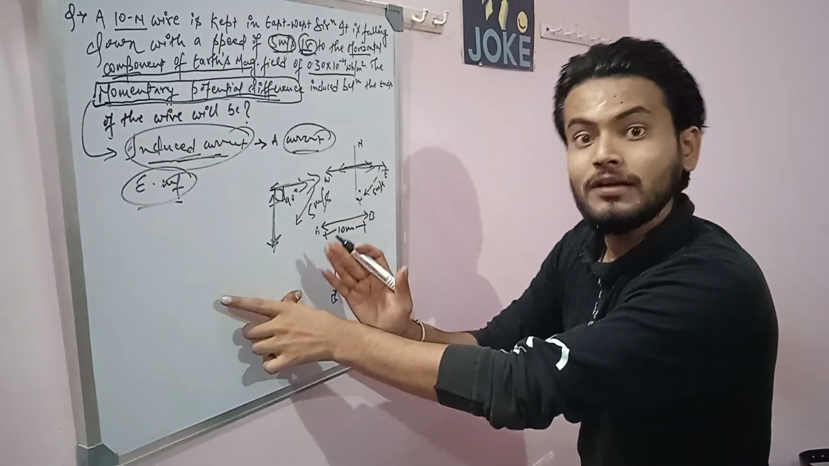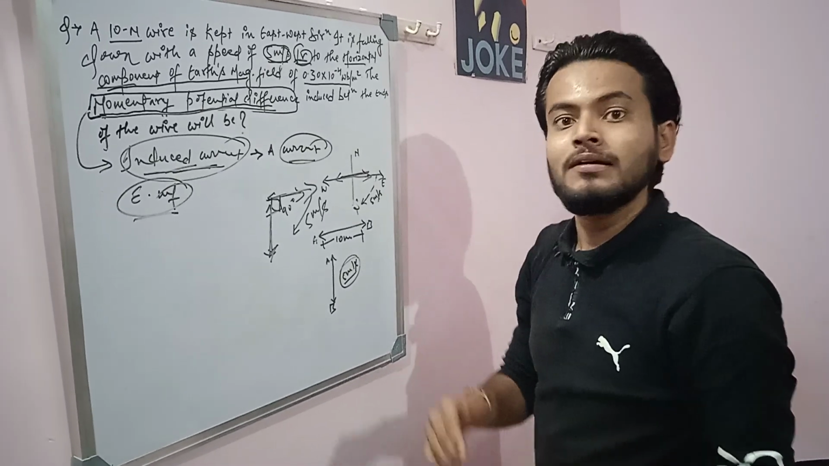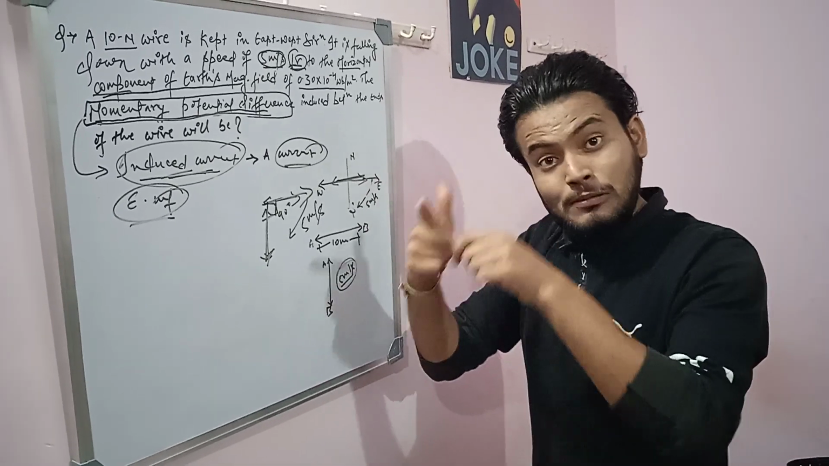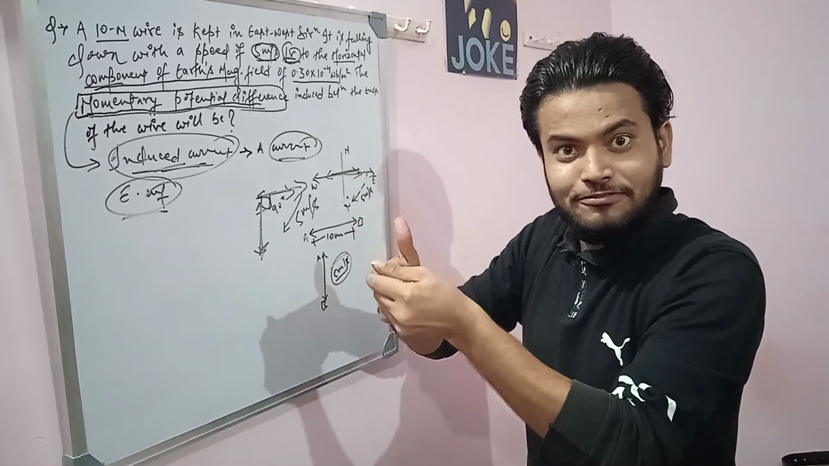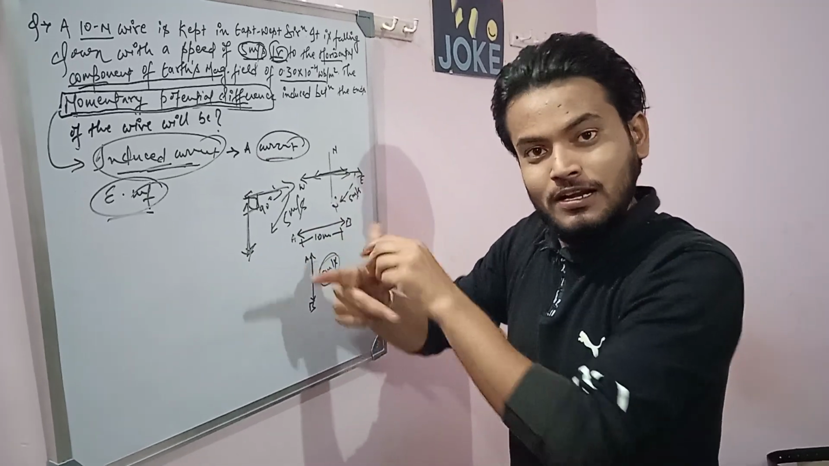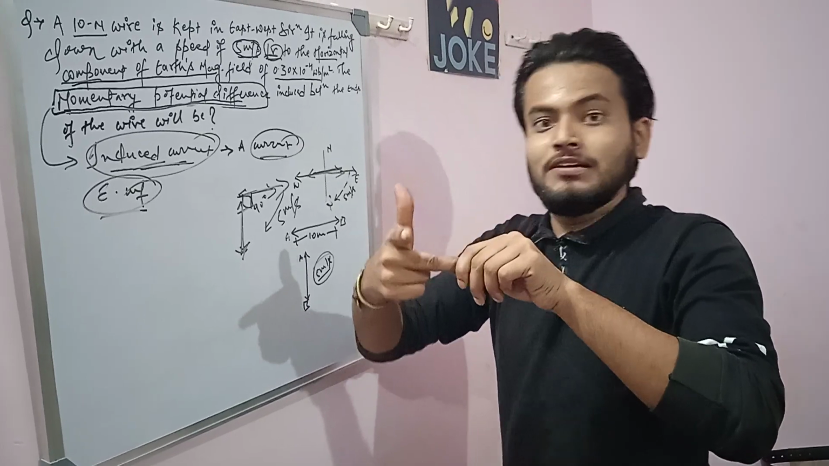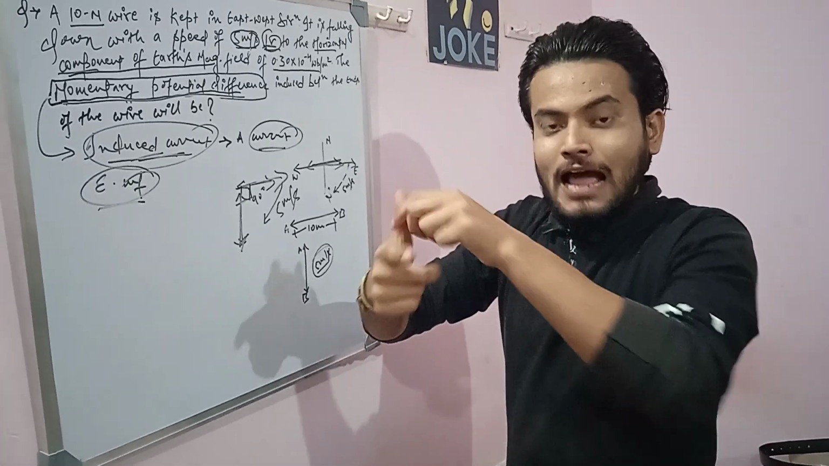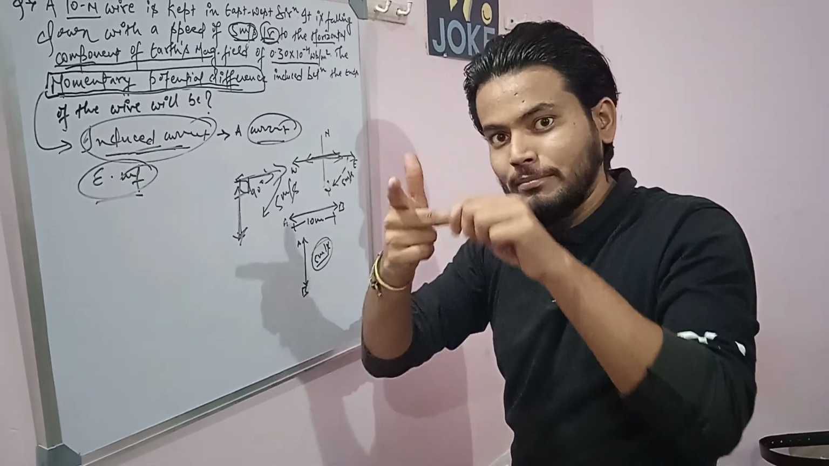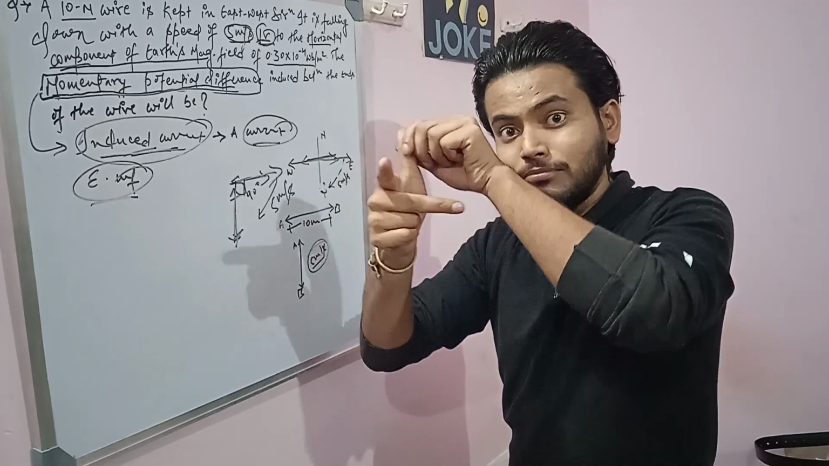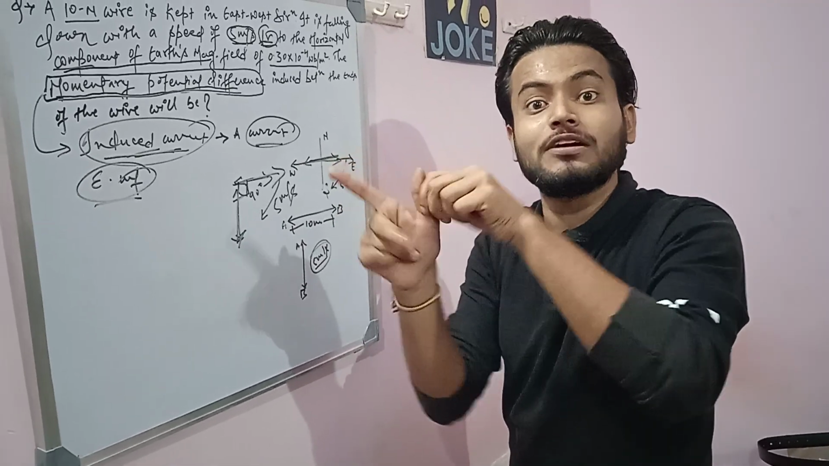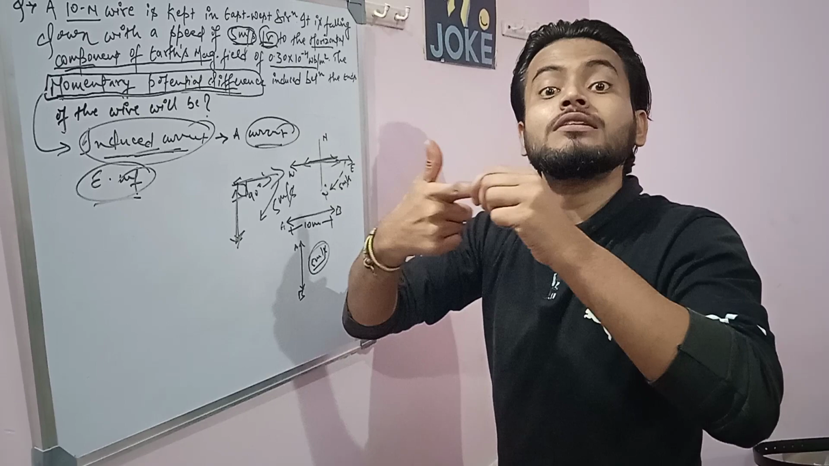Always remember that whenever the motion of the conductor, the magnetic field and the induced current are perpendicular to each other, the middle finger shows the induced current, the thumb shows the motion of the conductor, and the forefinger shows what?